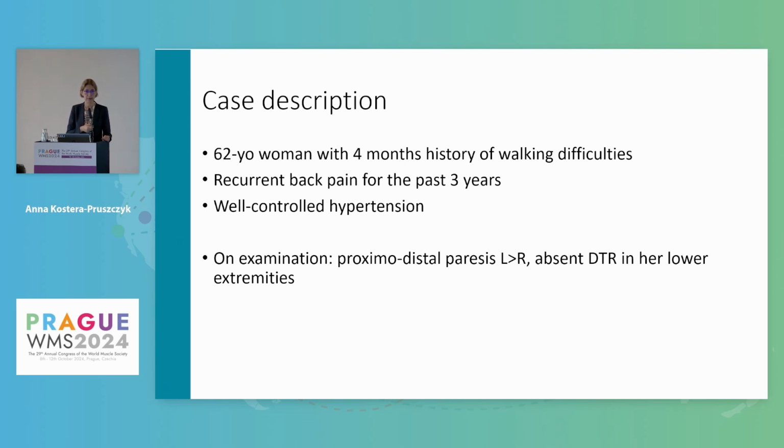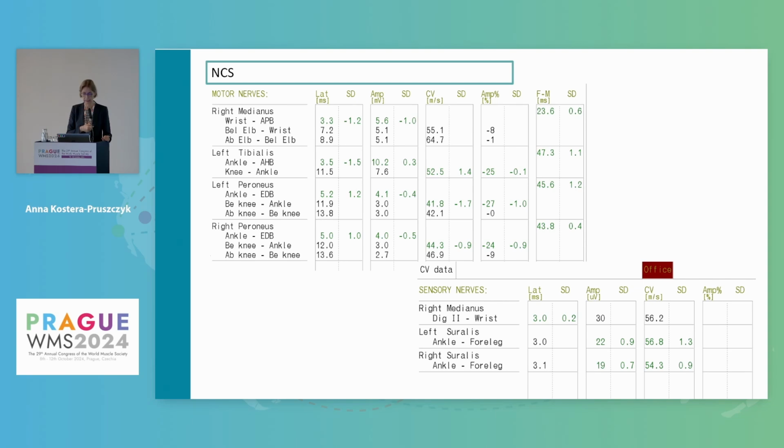A case of our 60-year-old patient who came with a history of 4 months of walking difficulties. She had also recurrent back pain for the past 3 years, nothing special for a lady in her 60s, and well-controlled hypertension. On examination, she had proximal distal paresis, more on the left than the right, absent deep tendon reflexes in her lower extremities, and we, of course, started with EMG.